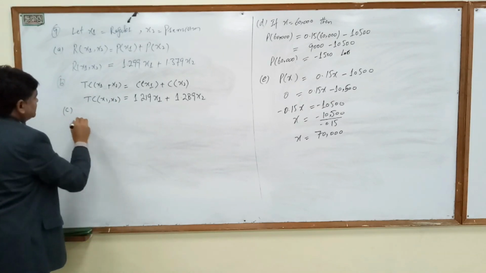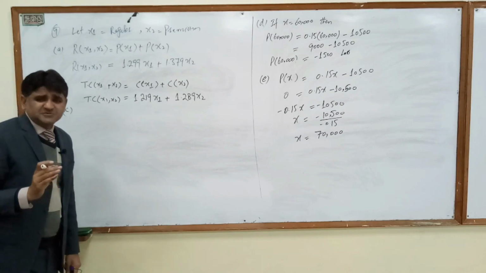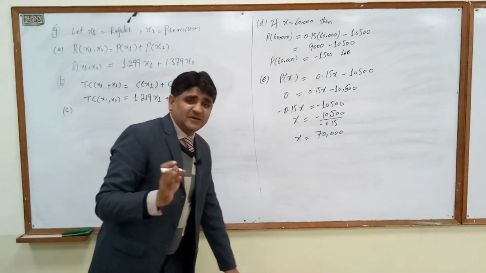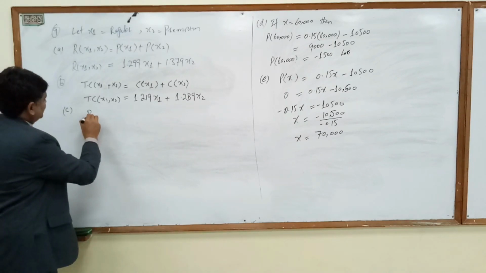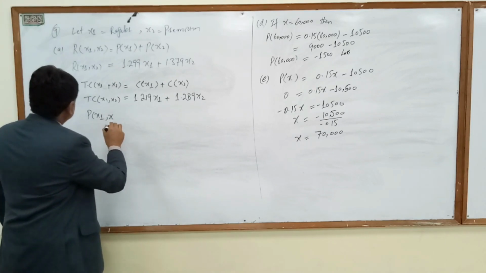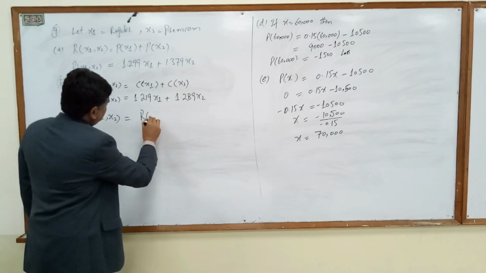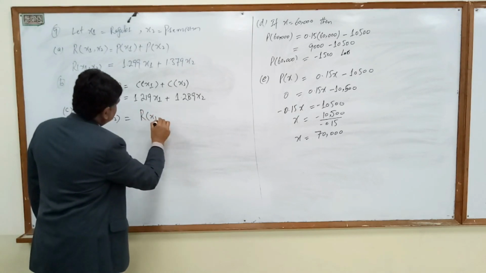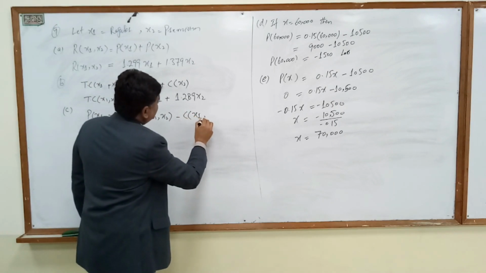What is part C? Formulate the total profit function. What is the profit function? You tell. Wasif? Yes, sir. Profit is the difference between revenue and total cost. Very good. So profit of X1, X2 is revenue of X1 and X2 minus cost of X1 and X2.